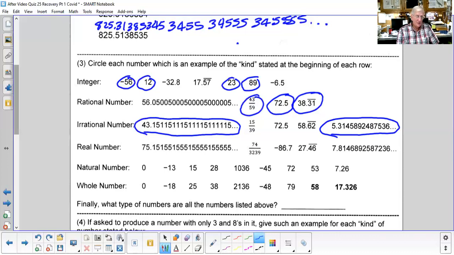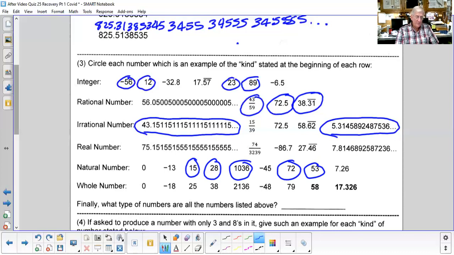Okay, natural number in the next one. Why can't I circle 0? We didn't learn to count with 0, did we? We didn't learn to count with negatives. So this is a natural number. This one is 10, 36, 72, and 53. Those are all examples of natural numbers or counting numbers.